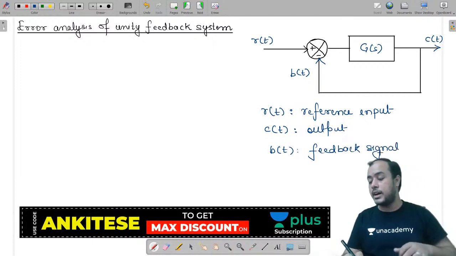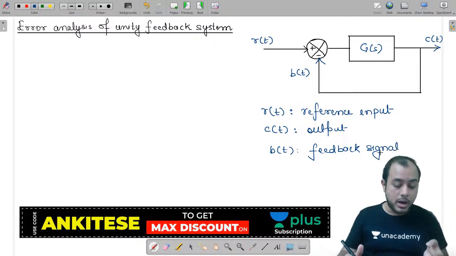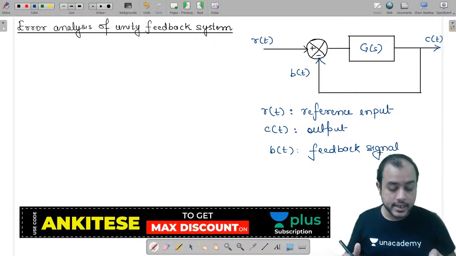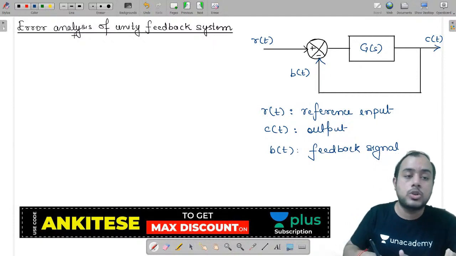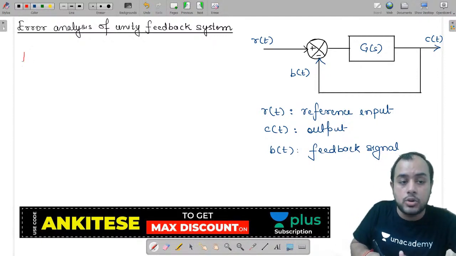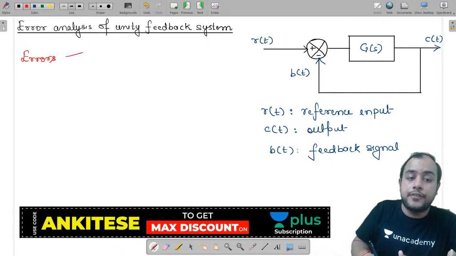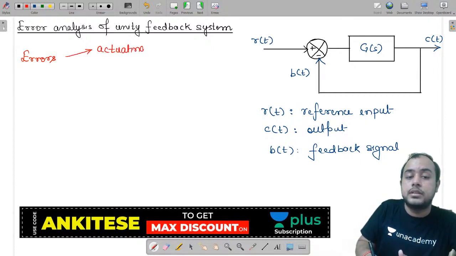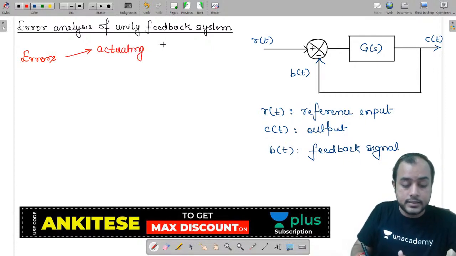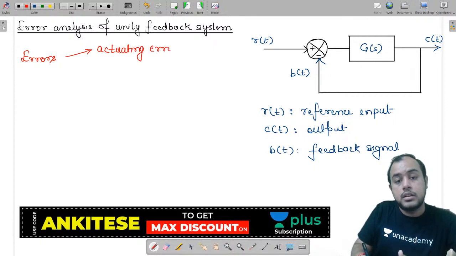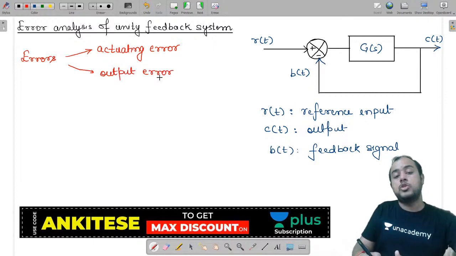Now my friend, actually when we study about error, we talk about two types of errors. The first error is called as actuating error. And the second error is output error.